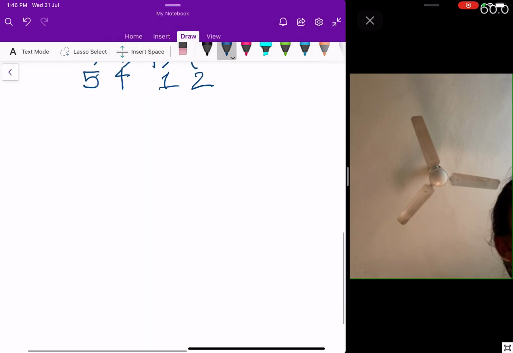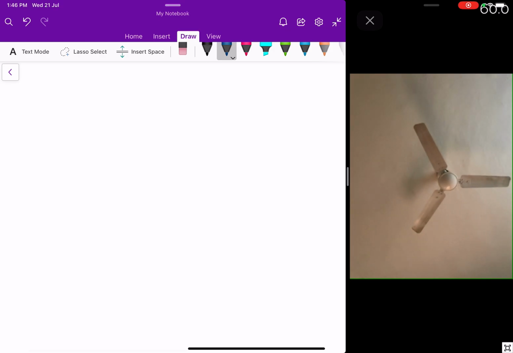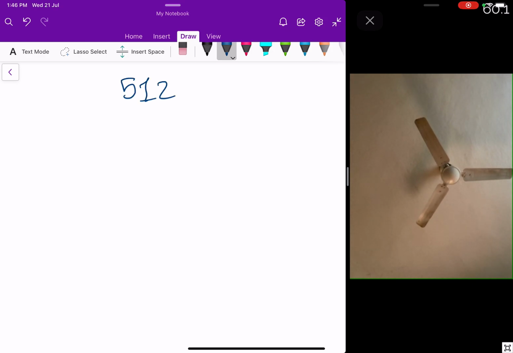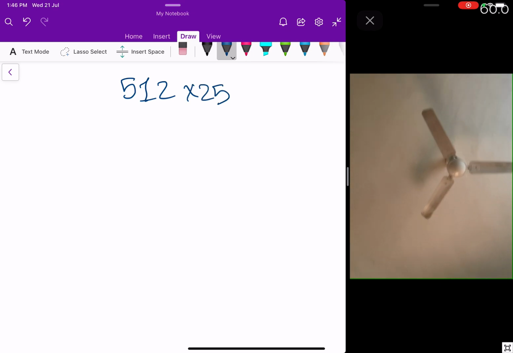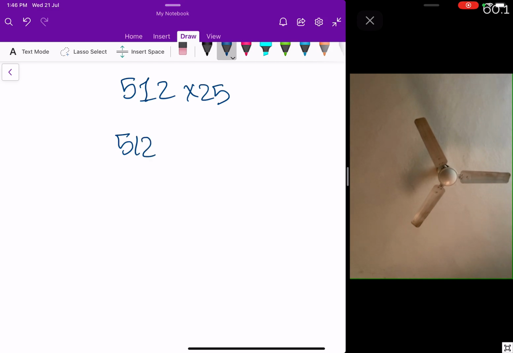Now I am giving you one more trick. If you want to multiply any number with 25, we can take 512 into 25. Then we can write 25 as 100 by 4. 512 into 100 by 4. Now we can divide 512 by 4.